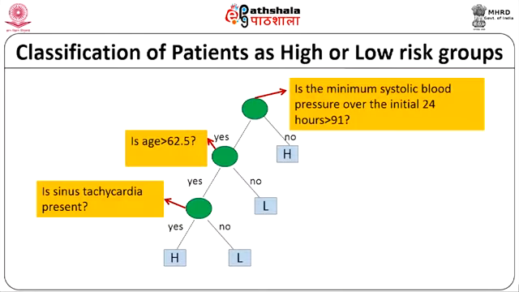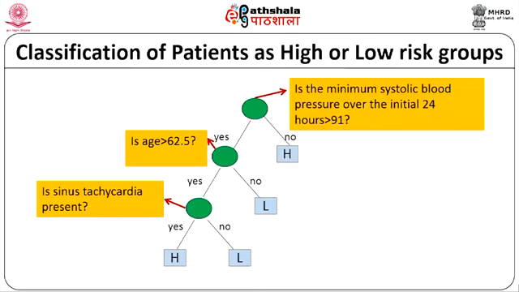So, the classification of patients was basically a binary classification into high risk and low risk groups. We started with the first variable: is the minimum systolic blood pressure over the initial 24 hours greater than 91? You have only two answers, yes and no; it is a binary variable. If it is no, then it is high risk.